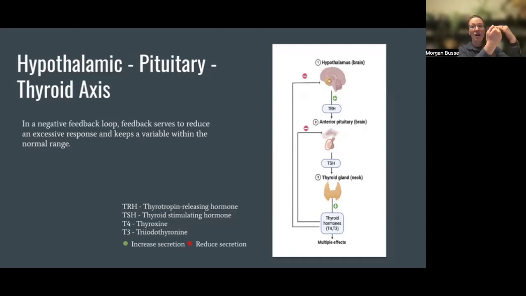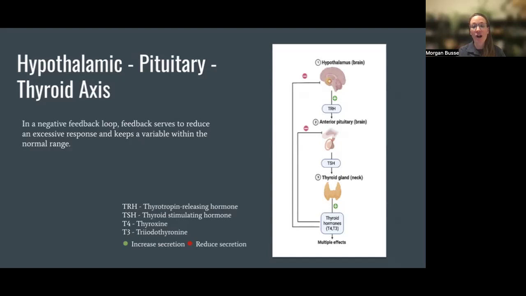If the levels are high, then the TRH and the TSH will start to come down. And on the other side, if the T4 and T3 levels are low, then the hypothalamus begins to think, okay, we need to increase production. So it signals to the pituitary, which then signals to the thyroid. And that is how the hypothalamic pituitary thyroid axis functions.